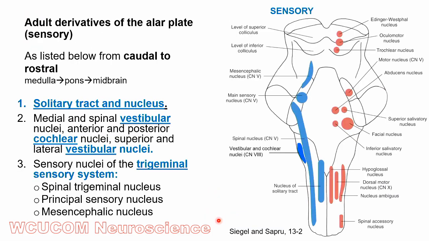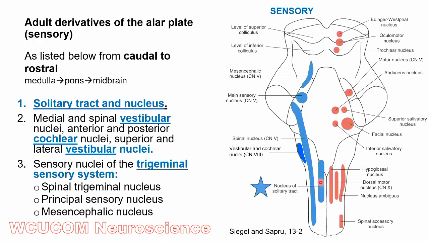Now, very importantly, we're going to have sensory components, the adult derivatives of the alar plate. And I just have a list from caudal to rostral. So your solitary tract and nucleus. The solitary tract is the white matter carrying those influences, and it's going to terminate in the nucleus. See where it is, lower medulla, and it will go into the open part of the medulla too. You would recognize this as the obex, right? That lowermost point of our rhomboid fossa. Here's the rhomboid fossa. All right, so you see where we are.